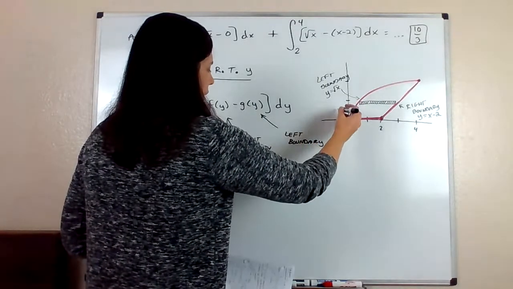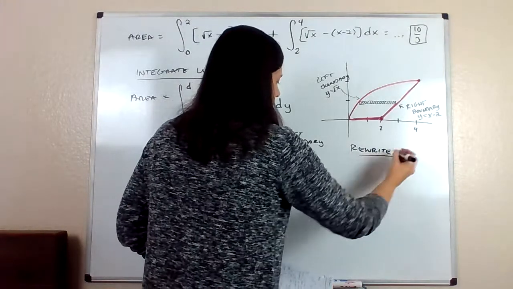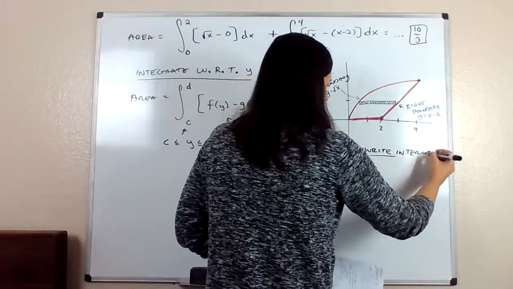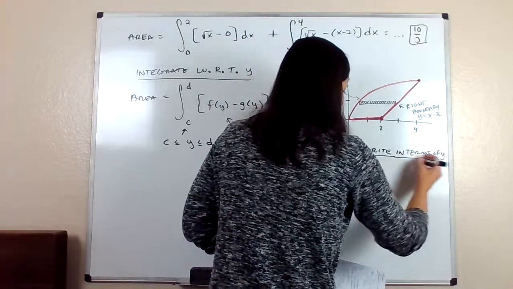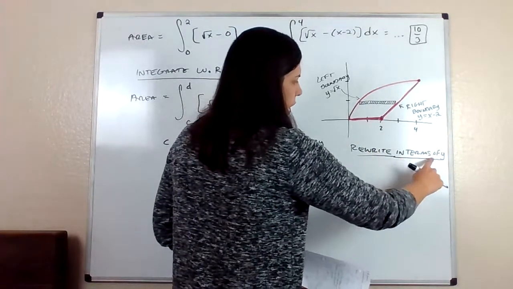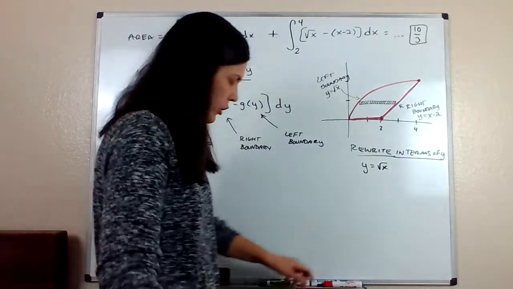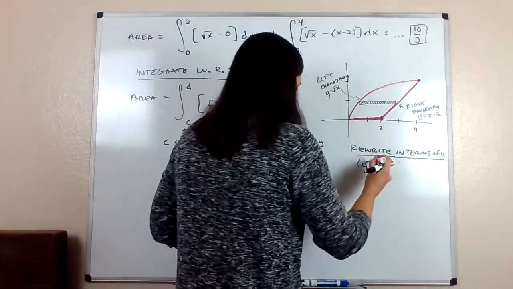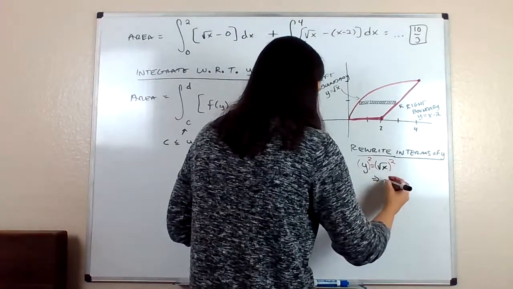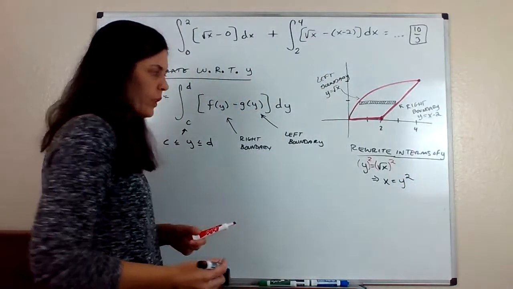So what I have to do here is rewrite in terms of y. Okay, that might be hard to see. It says rewrite in terms of y. So y equals square root x. If I just do some solving really fast, if I square both sides, I'm going to get that x equals y squared.